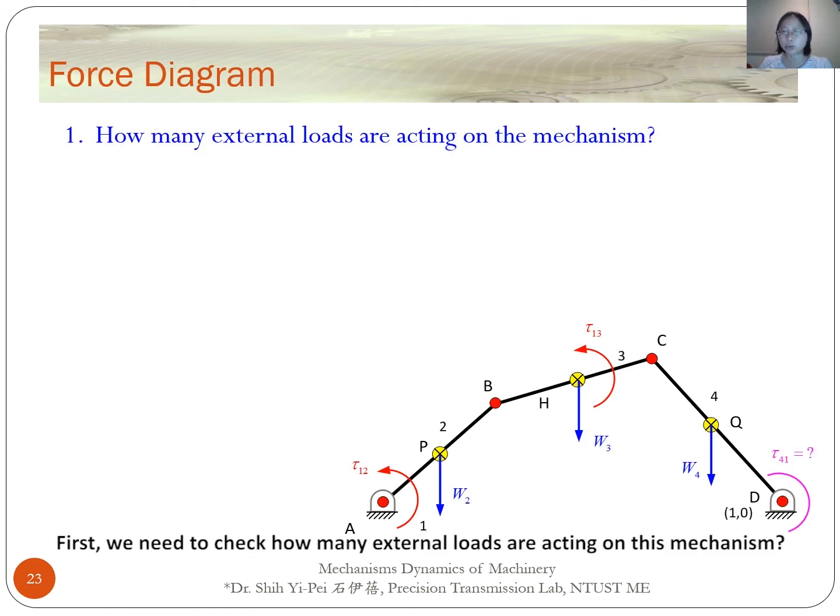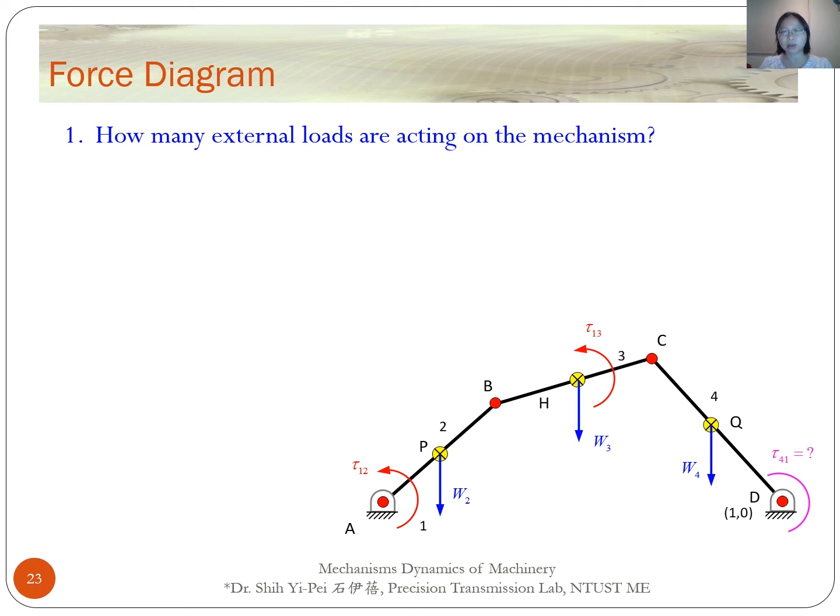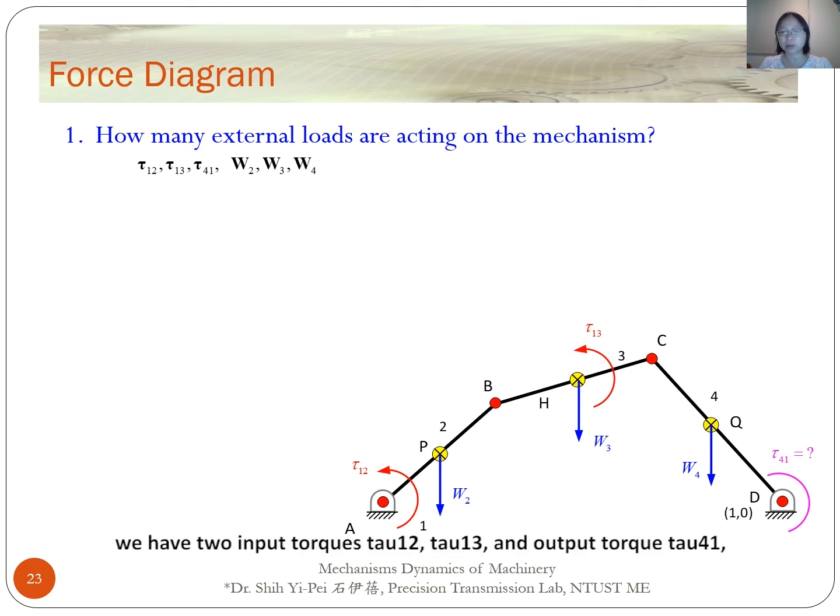First, we need to check how many external loads are acting on this mechanism. From the force diagram, we have two input torques, tau12 and tau13, and the output torque tau41, and three weights, W2, W3, and W4 of members. Here, only output torque tau41 is unknown, so we can use the conservation of power to determine it.